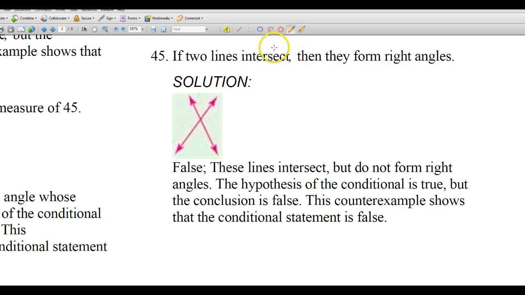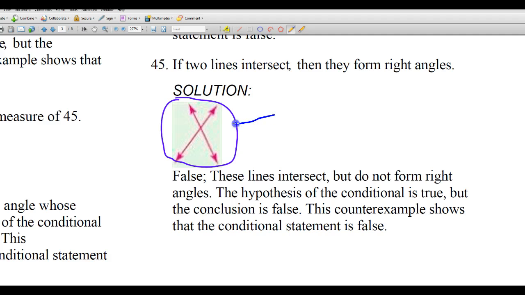Number 45, if two lines intersect, then they form right angles. This is false, and we could come up with a sketch to show that this is false. So our sketch here would be our counterexample. Do the two lines intersect? Is the hypothesis true? Yes, they do intersect.